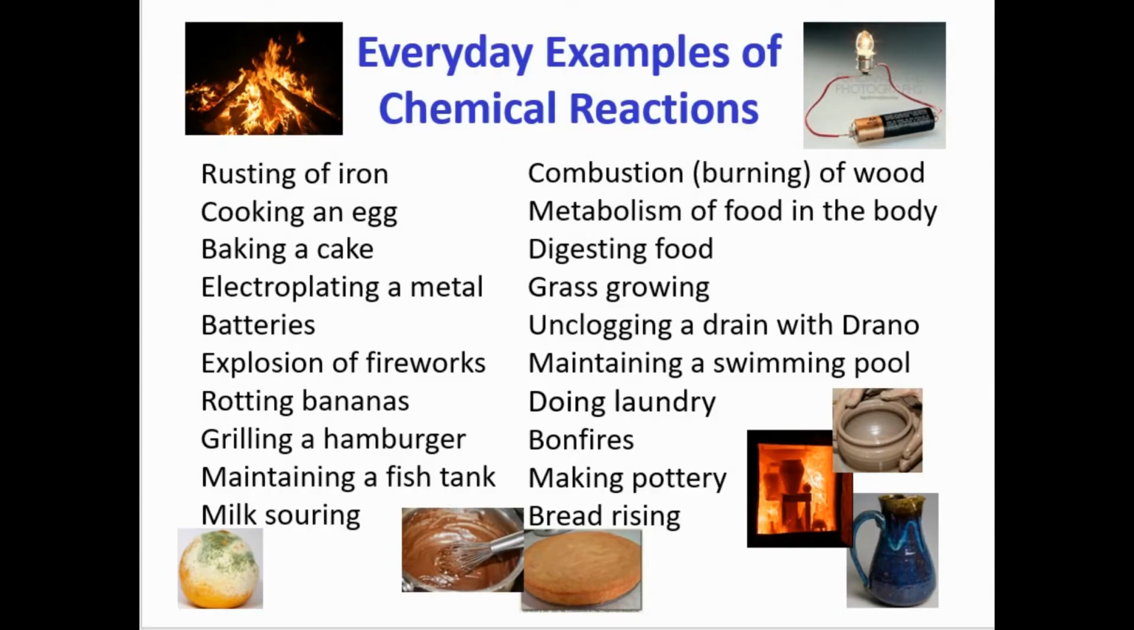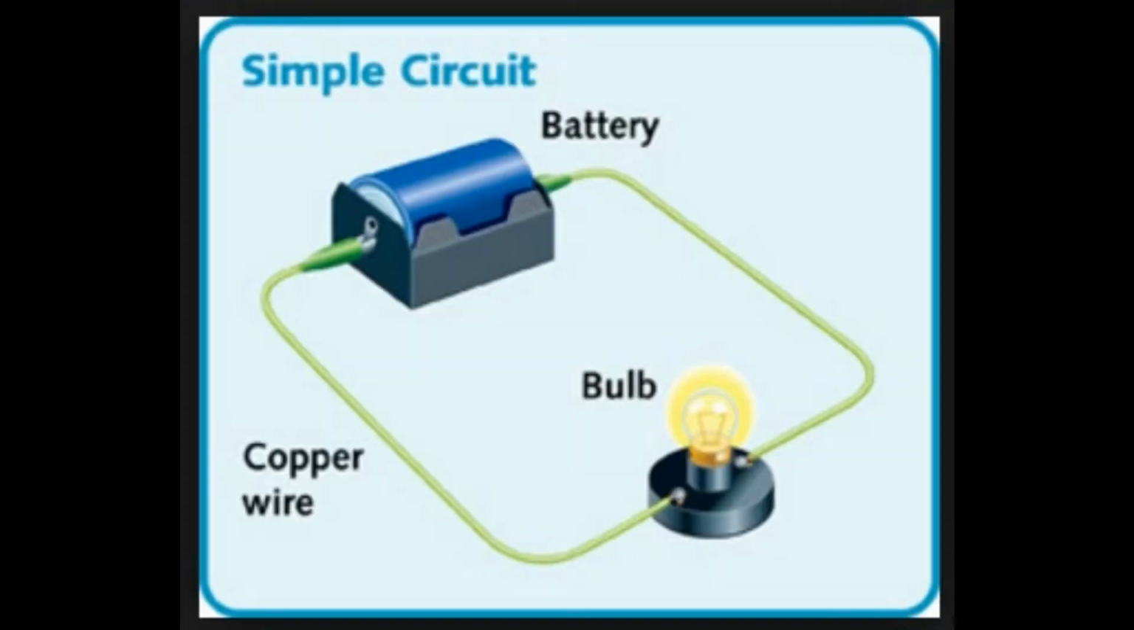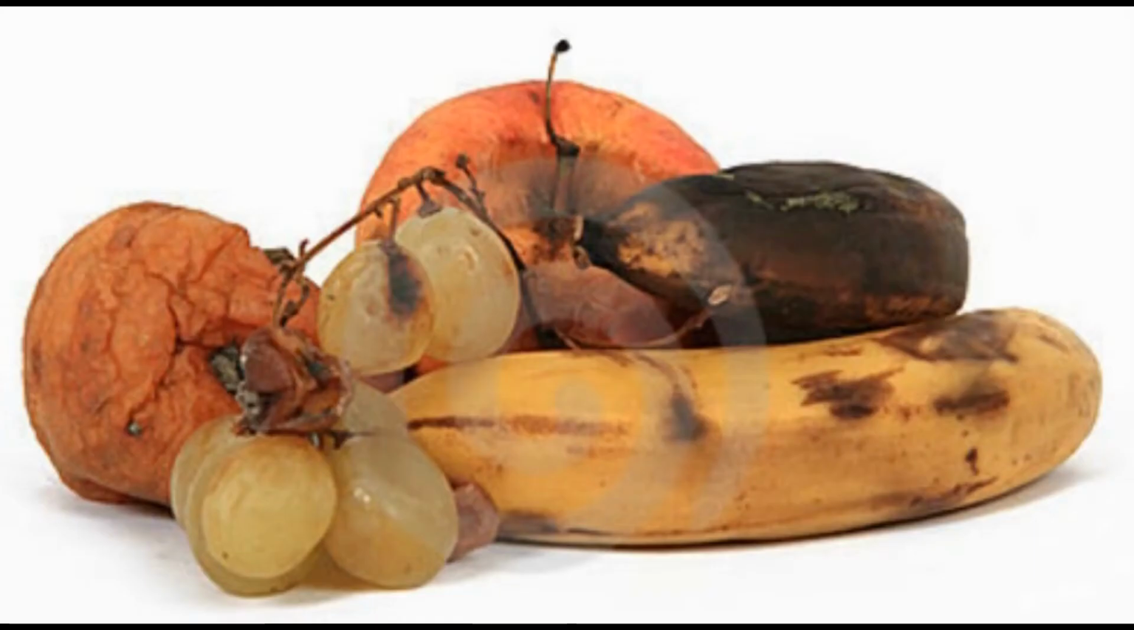In your everyday life, you see chemical reactions happening all around you. You see iron rusting, eggs cooking, cake baking, electroplating a metal. That's if you have silver or gold coated jewelry. Every time you use a battery, there's a chemical reaction taking place. None of us much likes eating rotten fruit or rotten bananas, but that process of rotting is a chemical reaction.